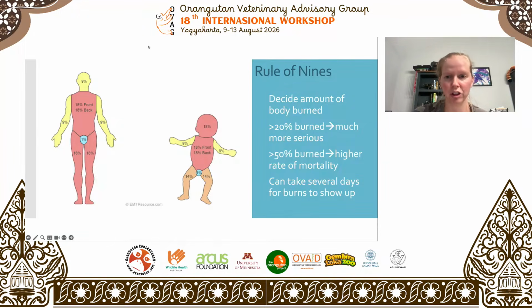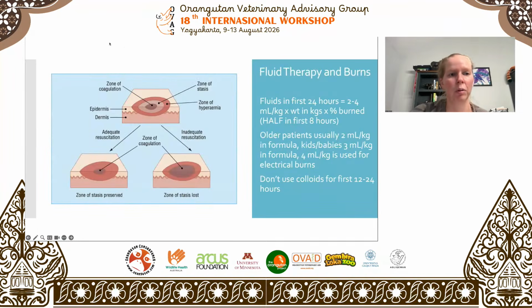But with the initial information that we get from our rule of nines, right away, we're going to want to use that information to help us figure out our fluid therapy for our burn patients.